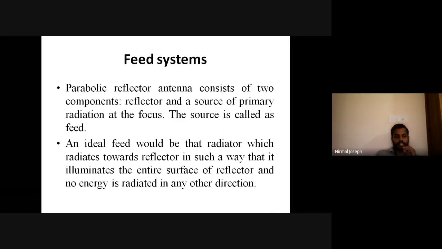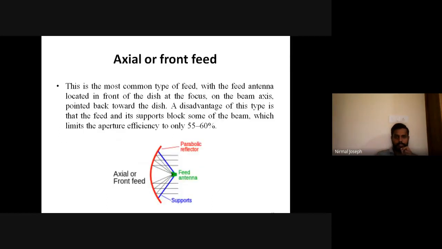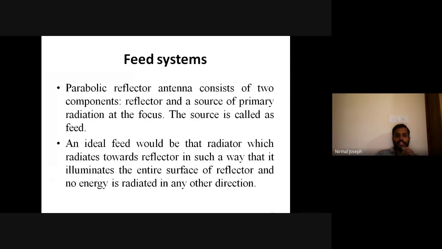What should be the characteristics of an ideal feed? An ideal feed, we are placing at the focal point, in front of the parabolic reflector. All the radiation should fall on the entire surface of the reflector, and all of that should be reflected. So no energy is wasted or radiated in any other direction. That is an ideal feed. That is not practically possible, so we are moving on to different feed techniques.